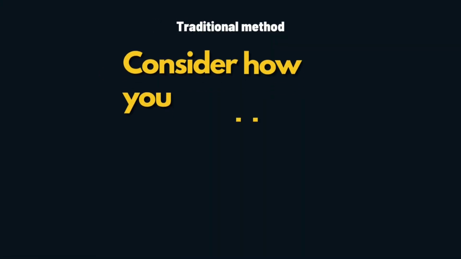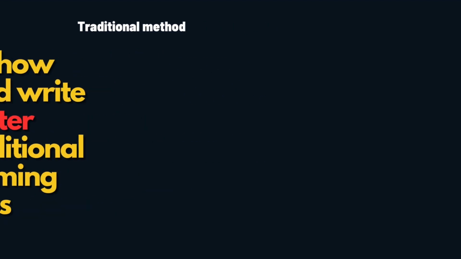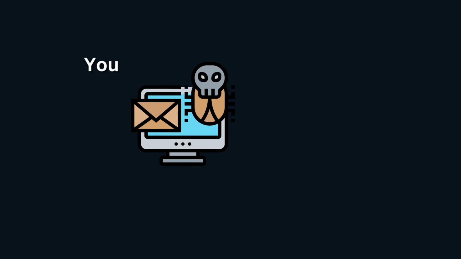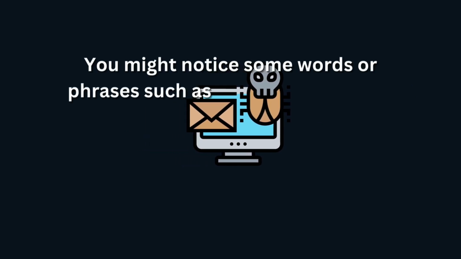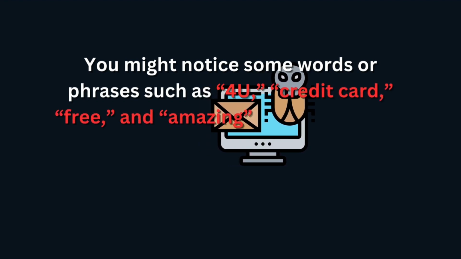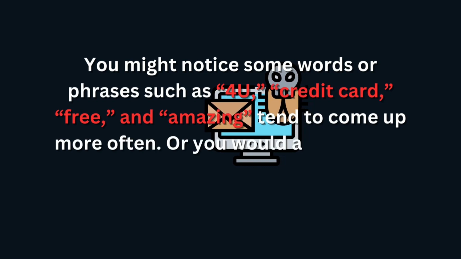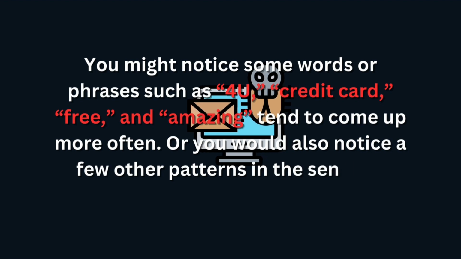Traditional approach. Consider how you would write a spam filter using traditional programming techniques. First, you would look at what spam typically looks like. You might notice certain words or phrases such as credit card, 100% free, discount, etc. All these words tend to come up more often. Or you would also notice certain patterns in the sender's name or the email body.